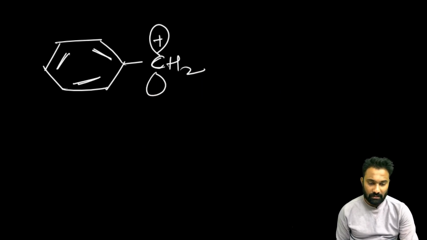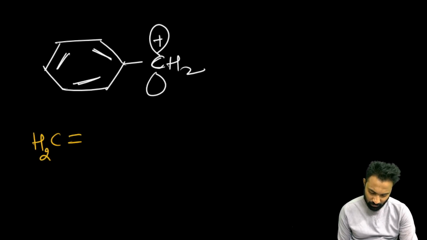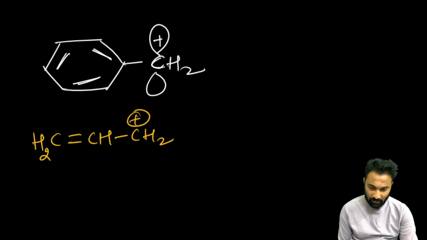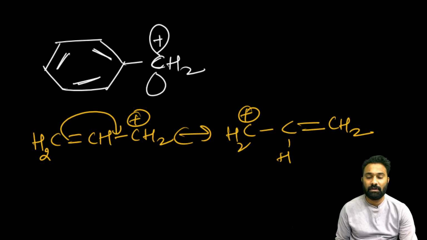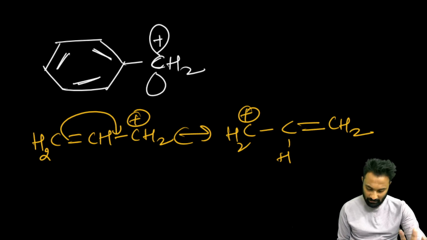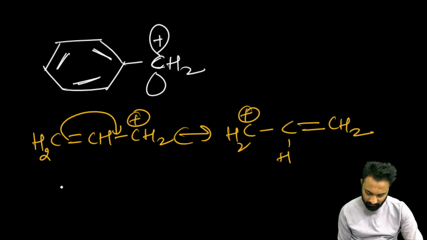Now we'll see, suppose they have given CH2 double bond CH and CH2 plus. Now the delocalization will happen. This pi electron will be delocalized here, and we will get CH2 plus on the other end. Here the C double bond, here the H, and here it will get the CH2. In this manner the delocalization will happen.